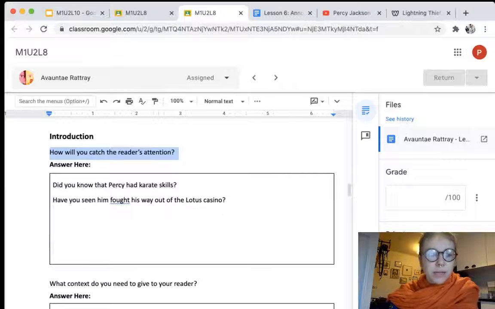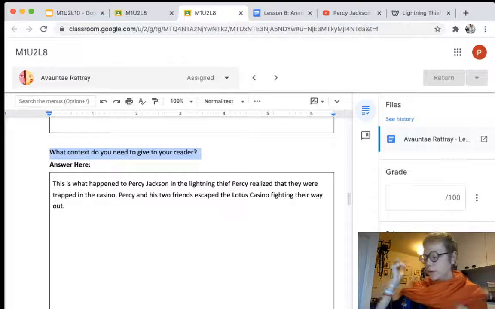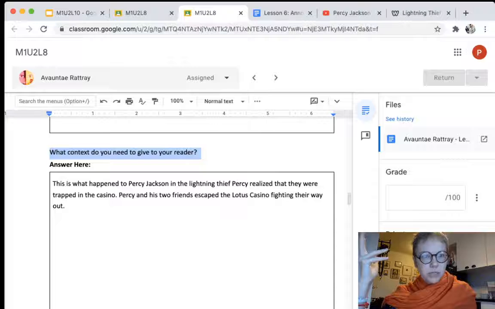We talked about writing a question. It can be an interesting fact. You could make your reader imagine something. Any of that context is totally fine. Then you want to make sure you have your background information. So give me a quick 1 to 2 sentence summary. What's going on in the novel? What is the story of Percy Jackson about?